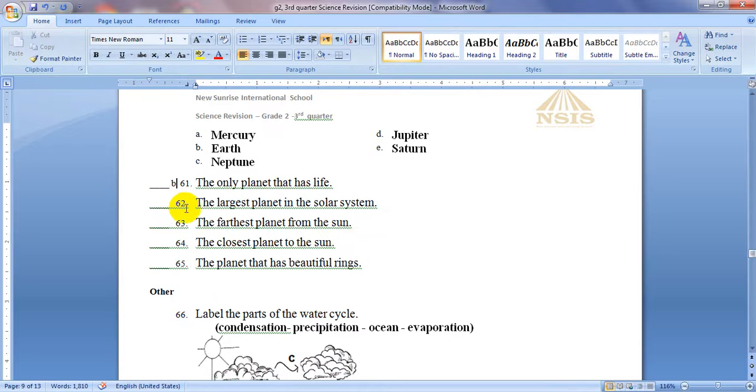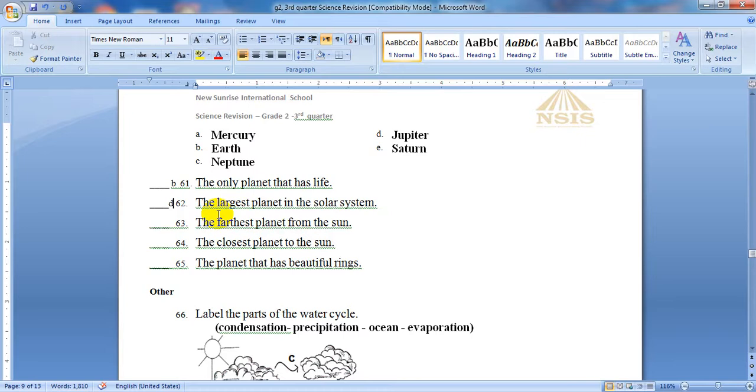The next one, 62. The largest planet in the solar system. When we studied the solar system, we said that you have to know the difference between two things. The first one, when you are asked about the largest body in the solar system. The largest body in the solar system is the Sun, which is a star in the center, and all the planets are moving around it. But the largest planet in the solar system is Jupiter, which is letter D. Jupiter is the largest planet, but the Sun is the largest body.